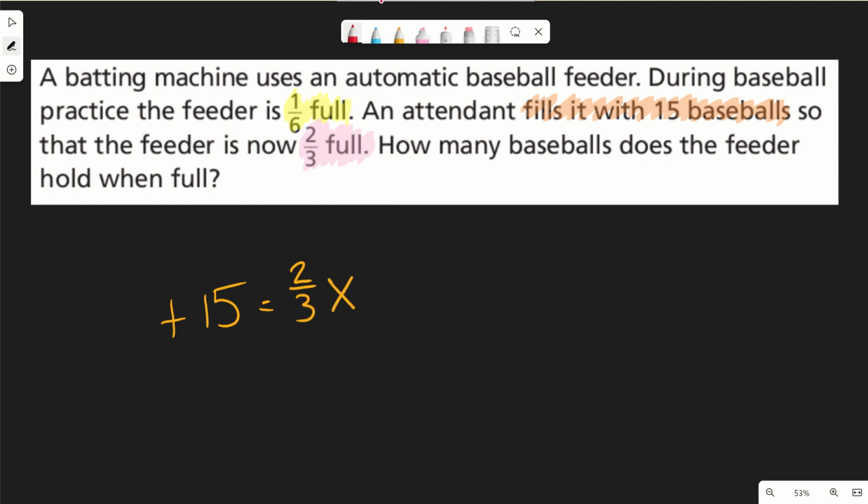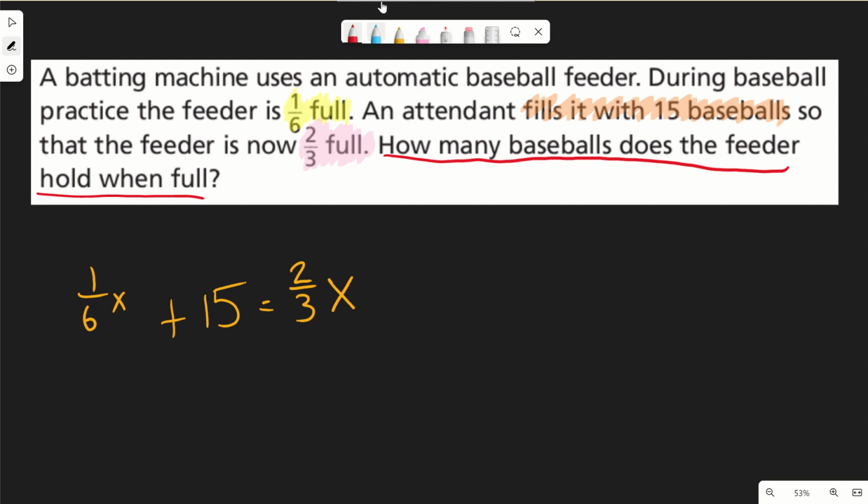This x here is going to represent the total number of baseballs. And then we know it started with 1/6 full, so it started with 1/6 of the total number of baseballs. And then we added 15 baseballs, and now it equals 2/3 of the total number of baseballs. So this is our equation here: started with 1/6 full, added 15, got to 2/3 full. And now we want to solve and say how many baseballs can fit inside this pitching machine.